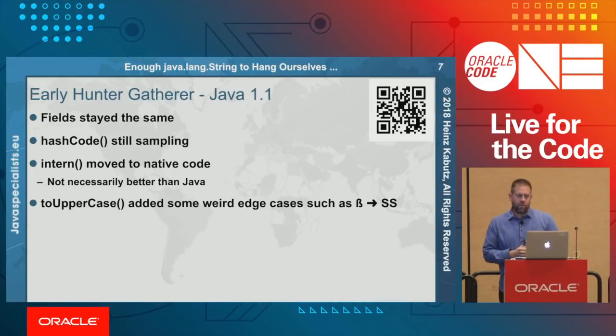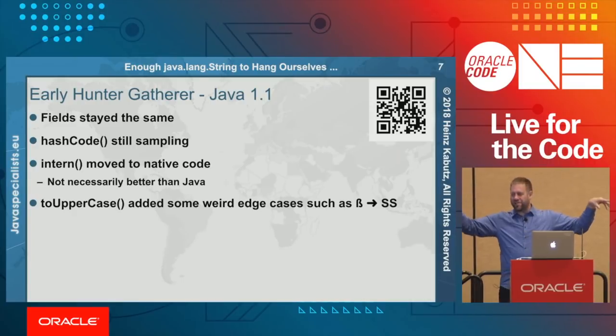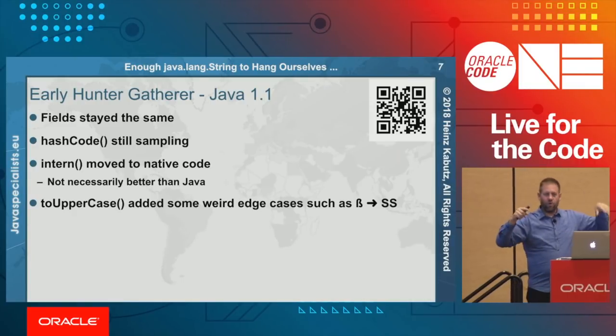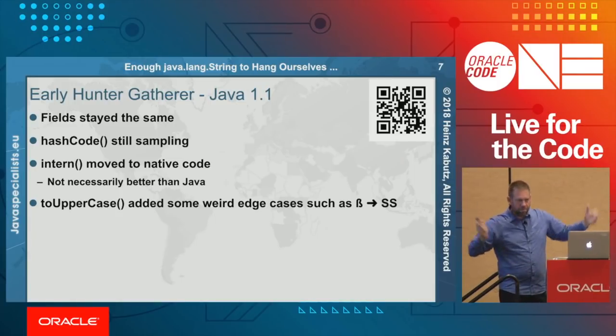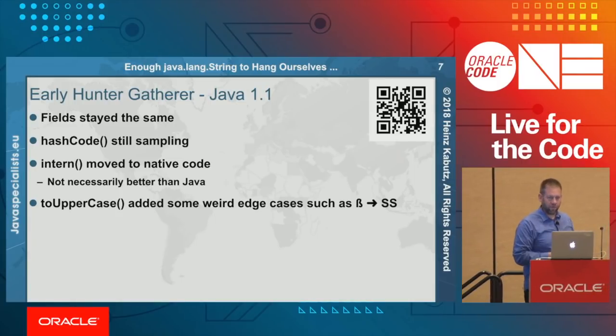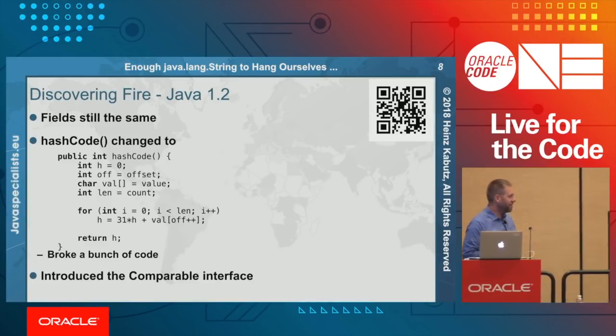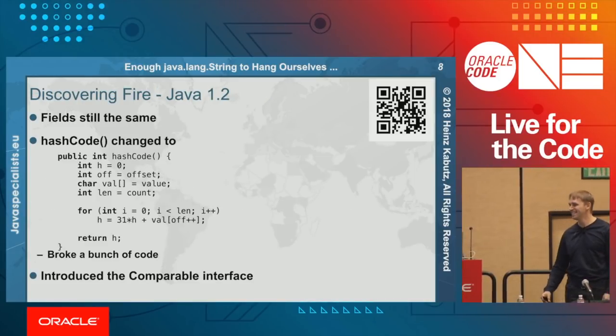All right, let's look at Java 1.1. The fields stayed the same in Java 1.1. Hash code was still sampling. Intern moved to native code. And they did some weird stuff, like toUpperCase, for example, added a weird edge case where the German SZ became two capital S's. Now in 2008, they actually added a new Unicode character for uppercase SZ, but that was long after Java 1.0 and 1.1. Long after.